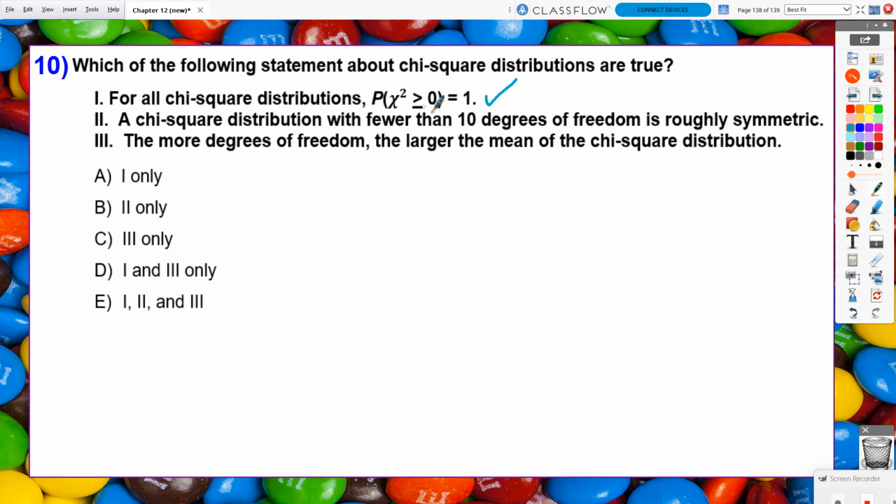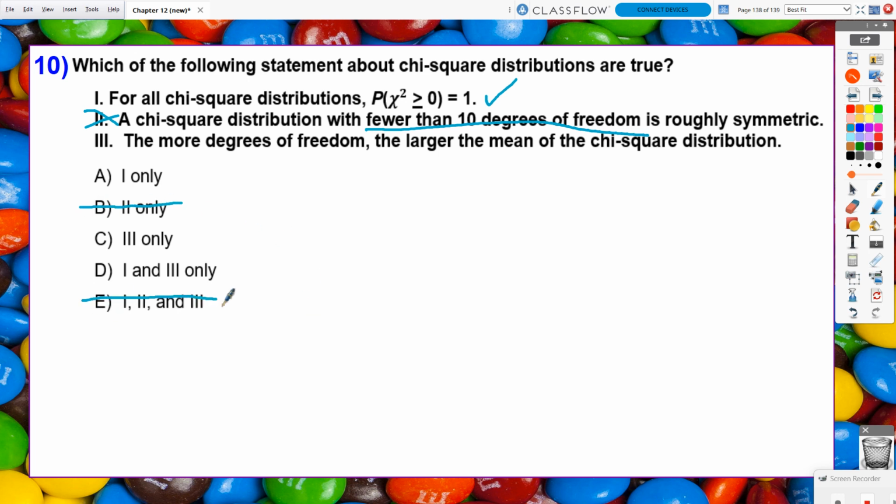Well, a chi-square distribution with fewer than 10 degrees of freedom. Overall, we said chi-square distributions were skewed right, but they looked less skewed right the more and more degrees of freedom you had. And really kind of a CLT-ish idea here, I would say once we hit about 30 degrees of freedom, our chi-square distribution is going to look a lot like a normal distribution. But with fewer than 10 degrees of freedom, it is definitely not going to look roughly symmetric. It's still going to look skewed right for the most part. So I would say answer choice 2 is no good. So we can go ahead and cross off B as being an option.